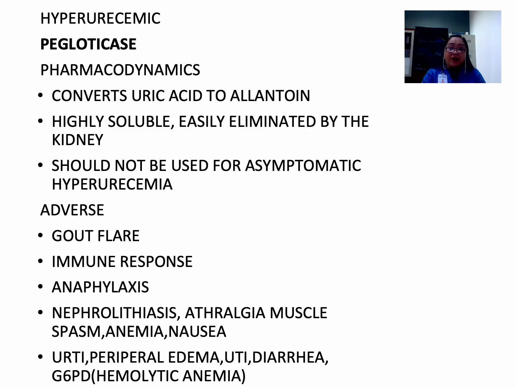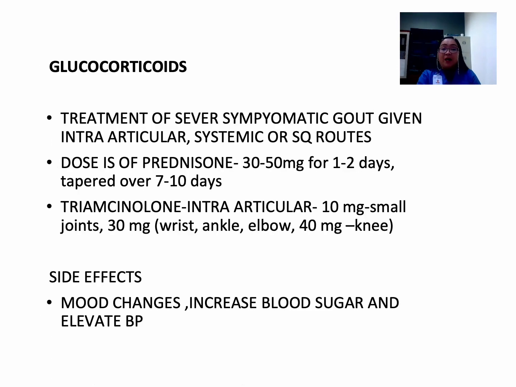And the adverse effects of pegloticase are gout flare, immune response, anaphylaxis, nephrolithiasis, arthralgia, muscle spasm, anemia, nausea, vomiting, upper respiratory infection, peripheral edema, UTI, diarrhea, and we have to be cautious to use it with G6PD deficiency patients. And the last medicine, not the last, actually, is the glucocorticoids.